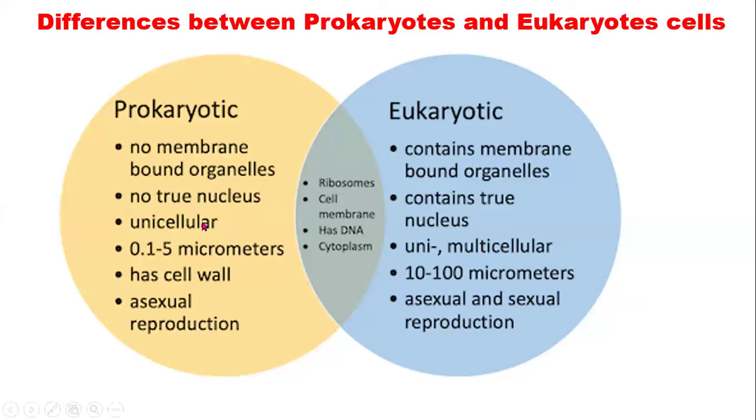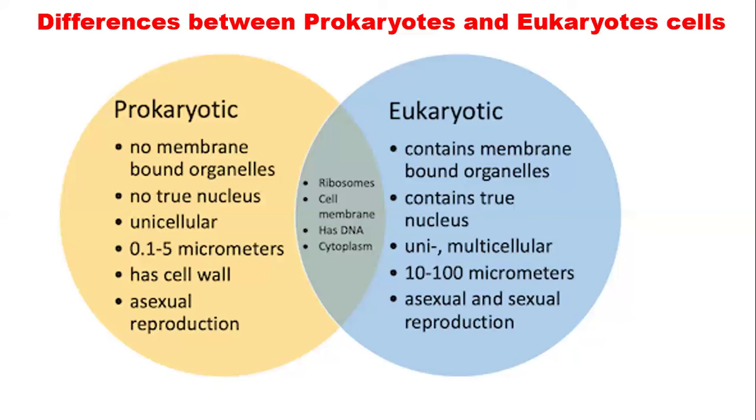So they are usually unicellular. They are unicellular organisms, while the eukaryotes can be uni- or multicellular, as the case may be. And in terms of size, the prokaryotes are about 0.1 to 5 micrometers, while the eukaryotes have a diameter of 10 to 100 micrometers.